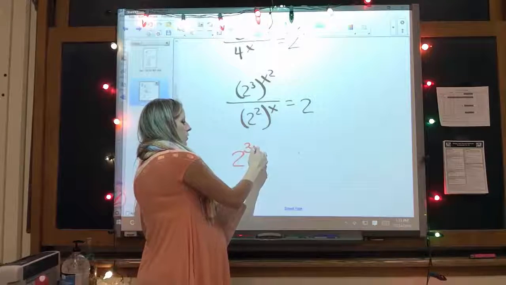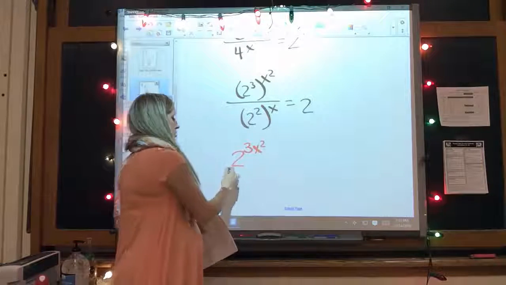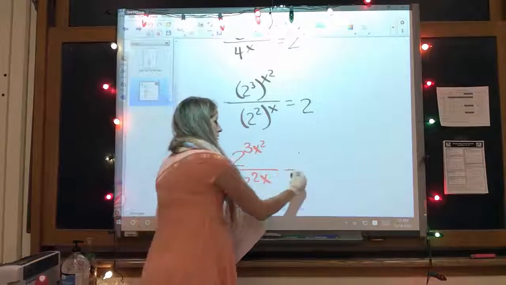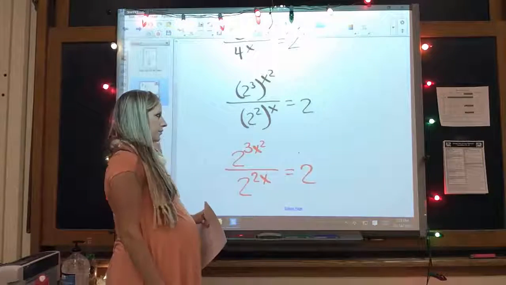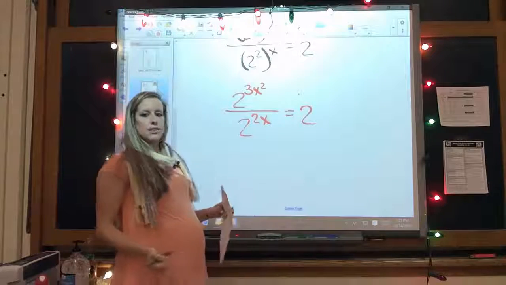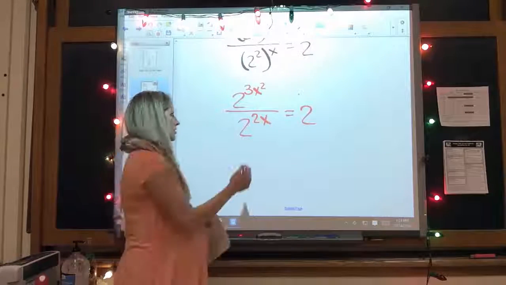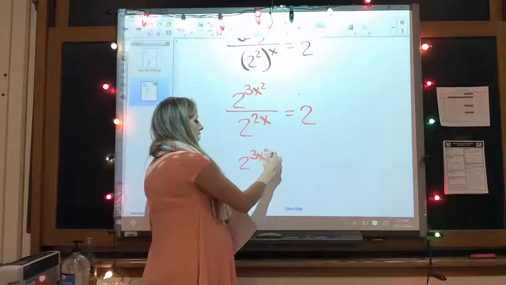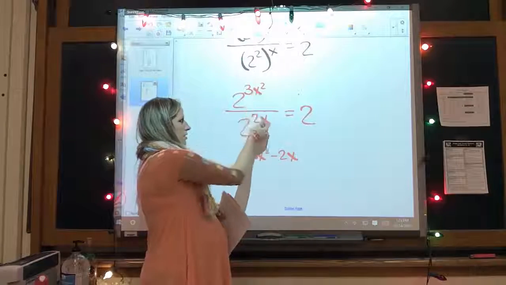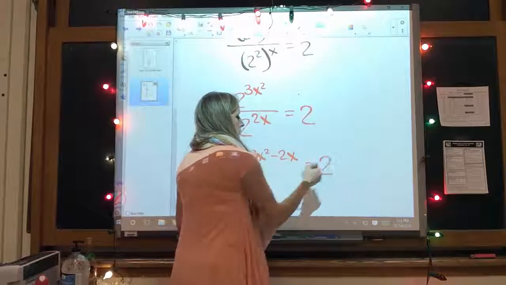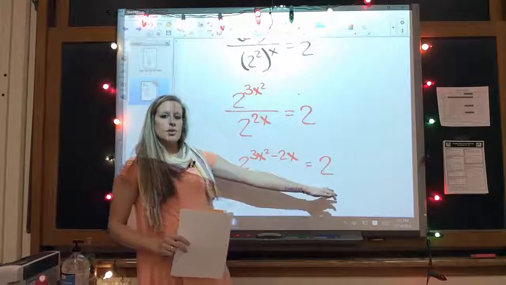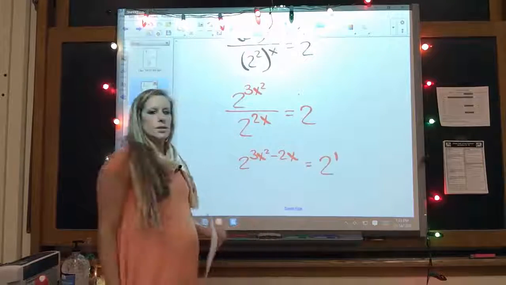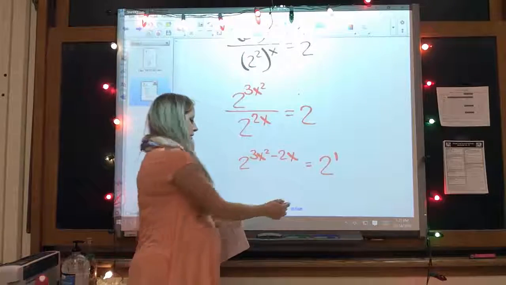So it'd be 2 to the 3x squared over 2 to the 2x equals 2. And if we're dividing, we subtract our exponents. So we would have 2 to the 3x squared minus 2x. We're subtracting those two. Equals 2. Now here on the right side, this is like saying 2 to the first power. Okay, there's a sneaky one.